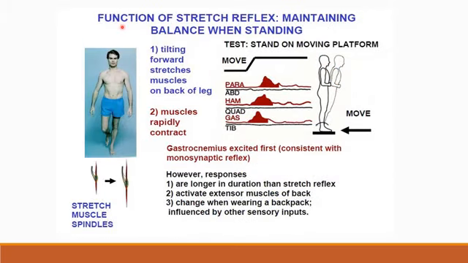The function of stretch reflex is maintaining balance when standing. For maintaining balance when standing, not only the stretch reflex is important; along with it the vestibular apparatus, the cerebellum and basal ganglia all should function in cooperation. Suppose we perform a test with the person standing on a moving platform, and he is tilted forwards. The hamstring muscles, quadriceps and gastrocnemius will come into action while the person is tilting forward. Tilting forward stretches the muscles on the back of the leg, so the muscles will be rapidly contracted.